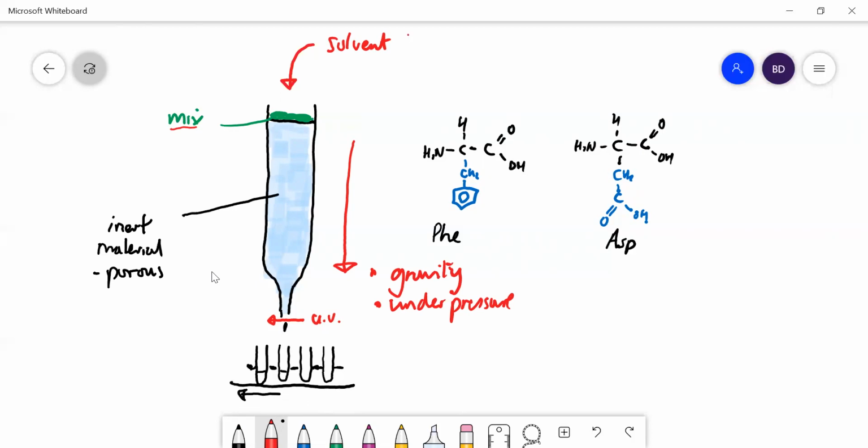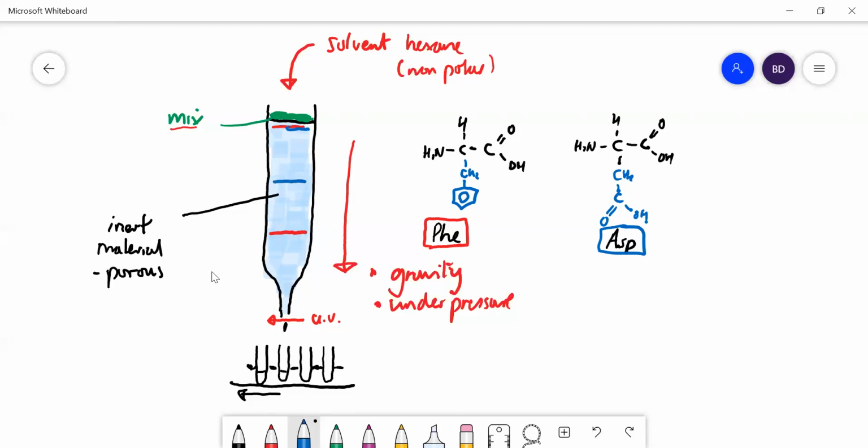Let's say that we've got hexane again, which is non-polar. And our phenylalanine is going to be more soluble. So I think I'll color code them. I'll do the phenylalanine as red, and I'll do the aspartic acid as blue. So first of all, the phenylalanine and the aspartic acid are going to be in roughly the same place, the top of the column. But as the solvent starts moving through, because the phenylalanine is more soluble, it is going to start overtaking the aspartic acid, and the aspartic acid will have more of an affinity for the stationary phase, and that will still be there.